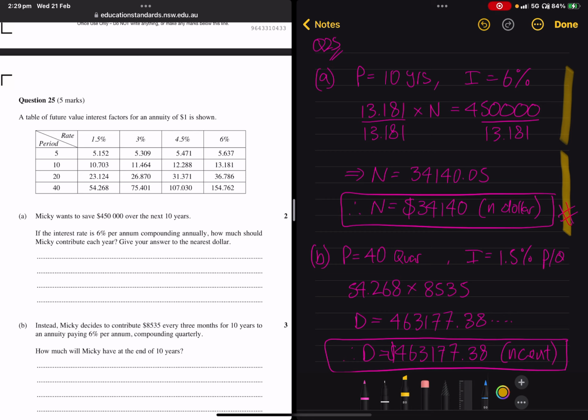In terms of part B, you get the first mark for correctly identifying something like the period or the interest rate or some equivalent merit. You'll get the second mark for correctly identifying the number that you need from the table based on that. And then the third mark you'll get for finding the value that he will have at the end of the 10 years. So this is how we do question 25.